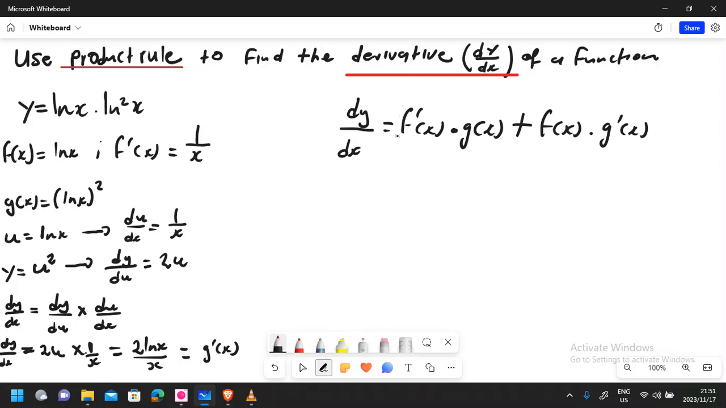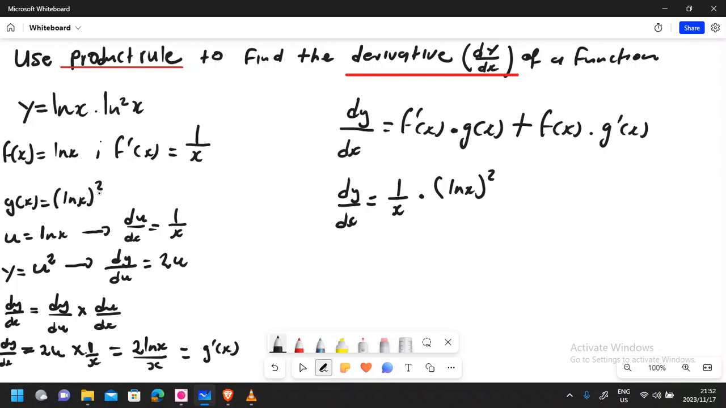Remember, guys, f of x prime is the derivative of f of x. So let's go to our original function. Remember, we said f of x is equal to natural log x, this one here. So what is the derivative of this f of x? It's going to be 1 over x. So we can say 1 over x multiplied by g of x. So what is g of x? We can write it as open bracket natural log x and then squared. It's fine if you write it this way, it's also fine if you write it the other way as well.